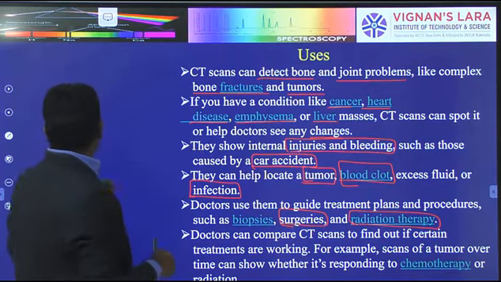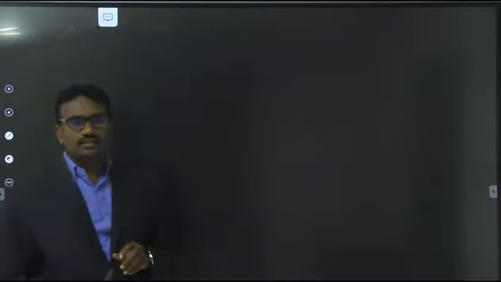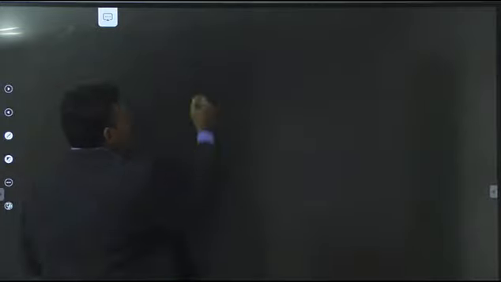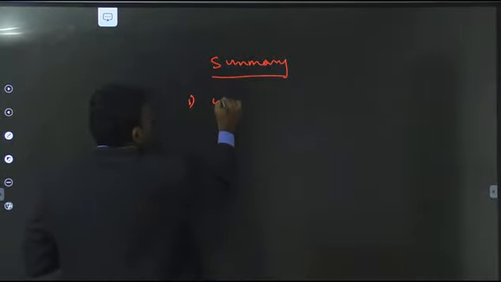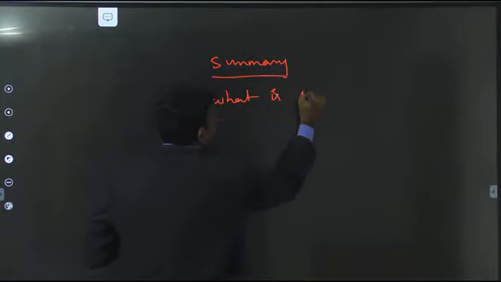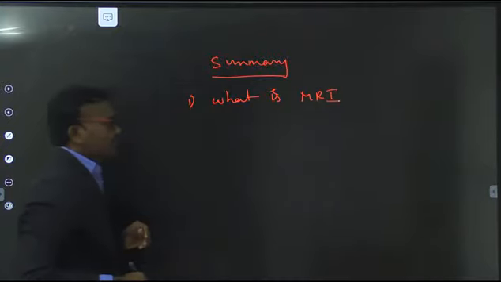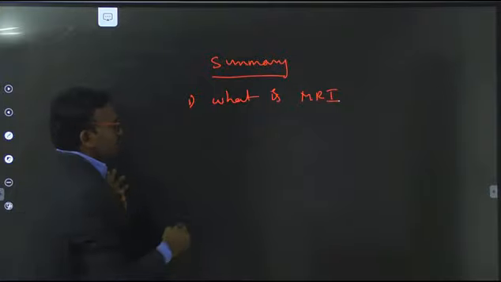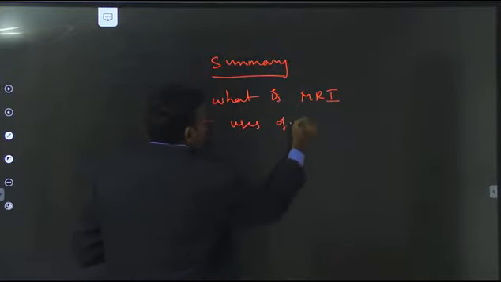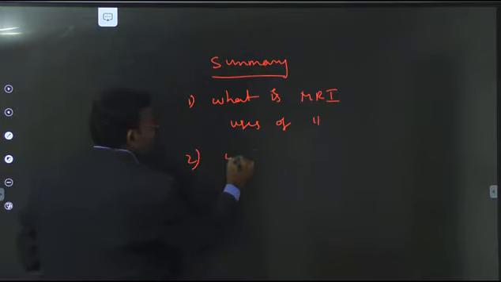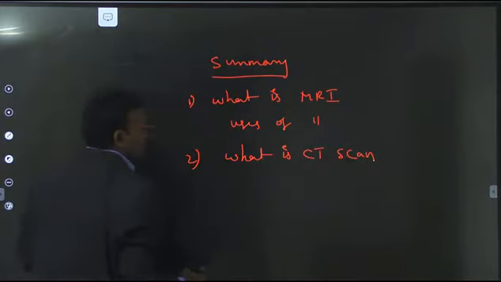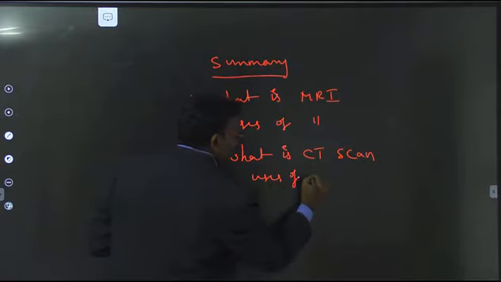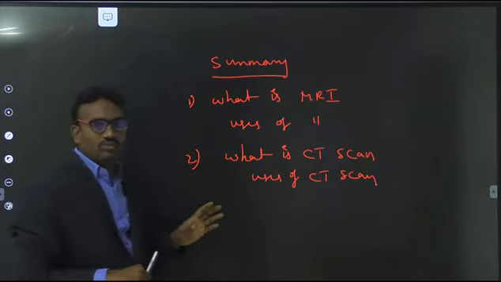So in this section, the summary is: what is MRI, the uses of MRI, and at the same time, what is CT scan and the uses of CT scan. Both are used to find out abnormal organs in our body.